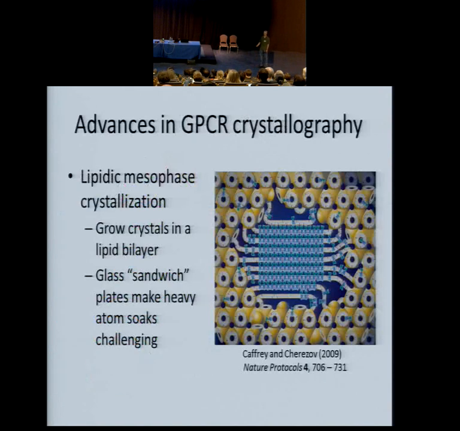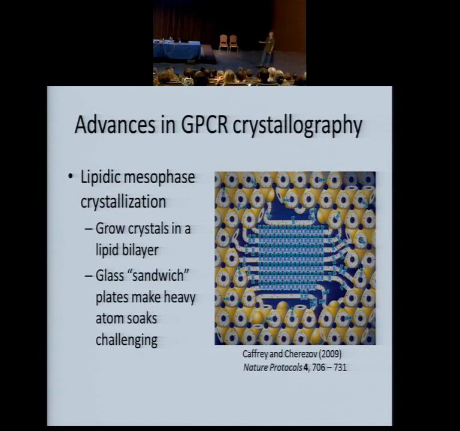One of the major advances in recent years in GPCR crystallography has been the use of lipidic cubic phase methods, or mesophase methods. This is something that's been particularly advocated by Martin Caffrey, who's developed a variety of techniques that make this much more tractable. This technique involves first reconstituting the membrane protein in a lipid bilayer and doing the crystallization with the protein embedded in the lipid the entire time.